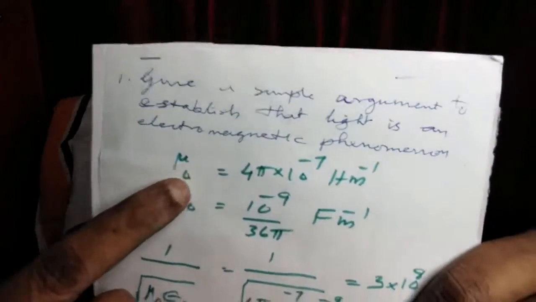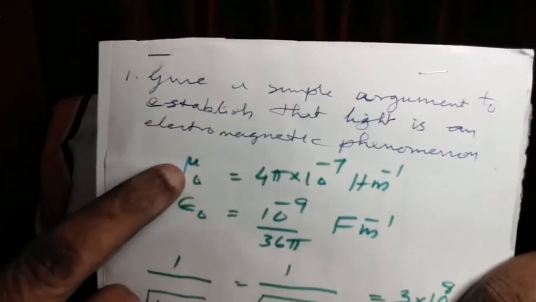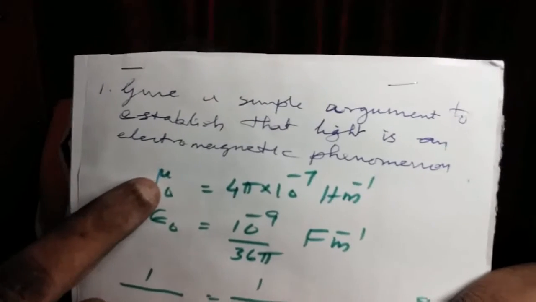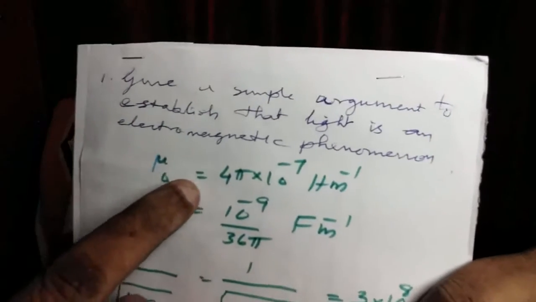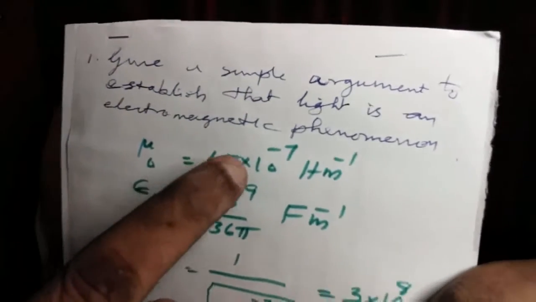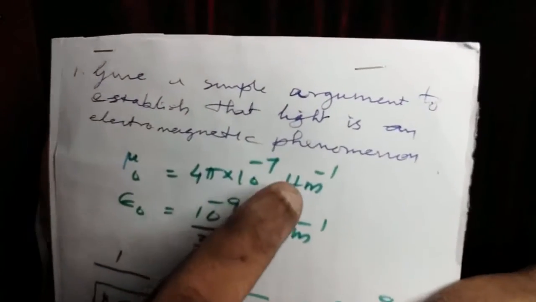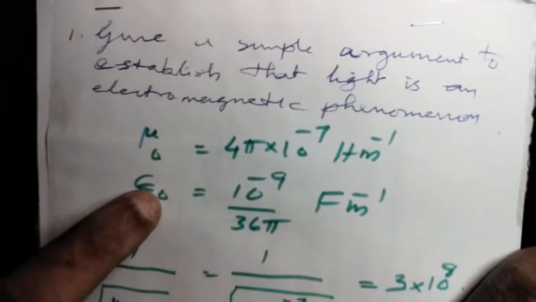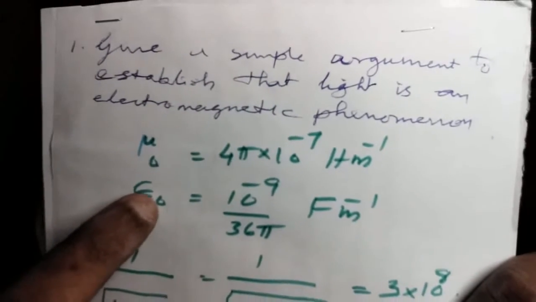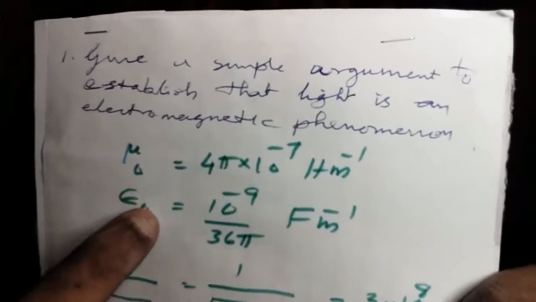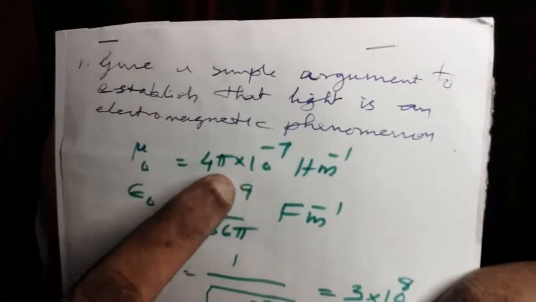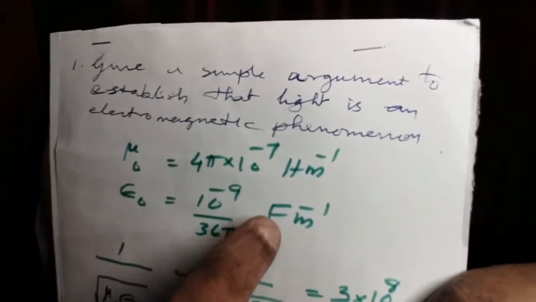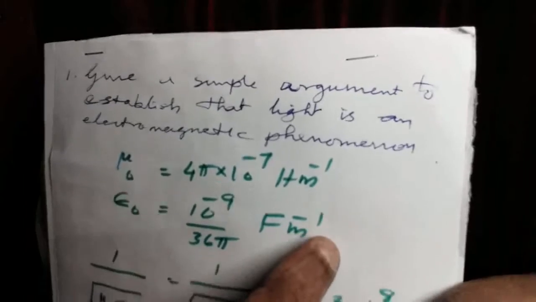Now, mu0 is a constant associated with magnetic field. The value of mu0 is 4 pi into 10 raised to minus 7 Henry per meter. Epsilon 0 is a constant associated with electric field. Epsilon 0 is 10 raised to minus 9 by 36 pi farad per meter.